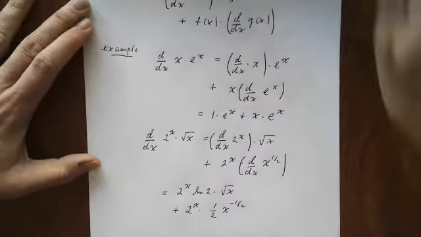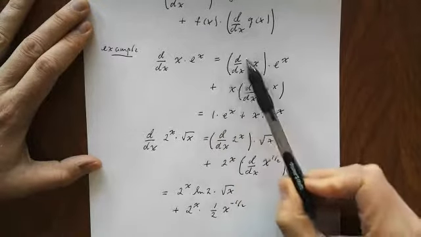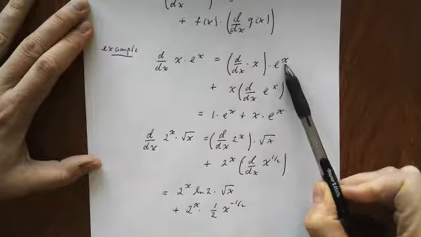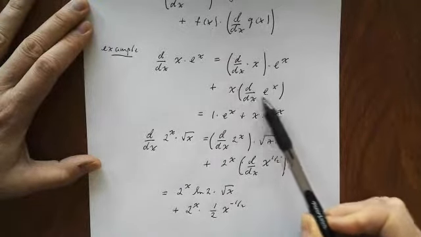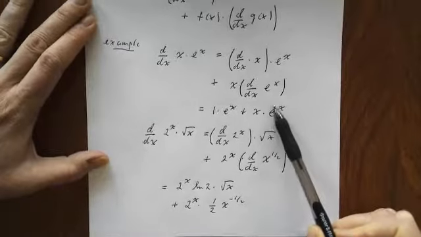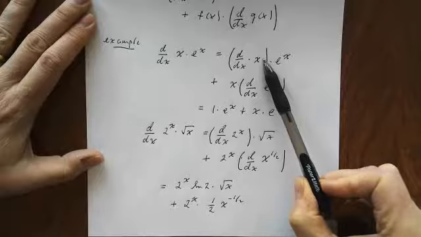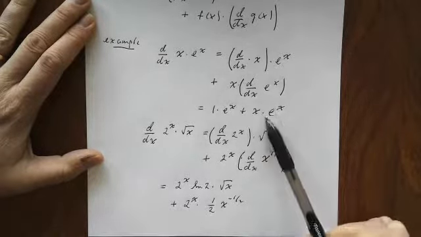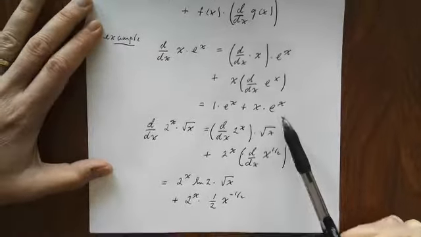So let's go back and take a look at x e to the x. The product rule says that we take the derivative of x and multiply it by e to the x, and then we leave the x alone and multiply by the derivative of e to the x, which we know is e to the x. So we have the derivative of x, which is 1, times e to the x, plus x times the derivative of e to the x, and the derivative of e to the x is e to the x.